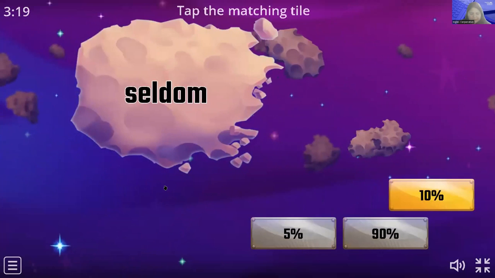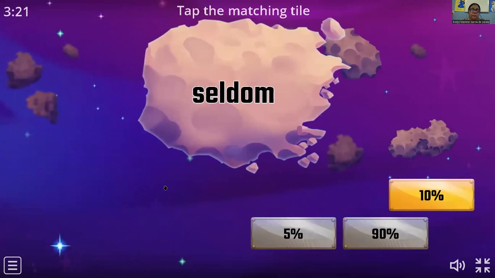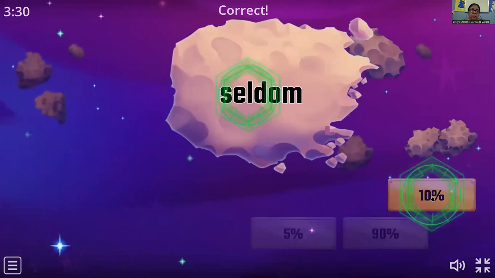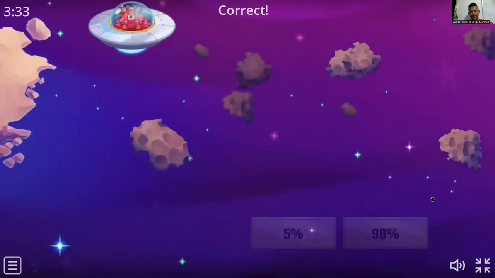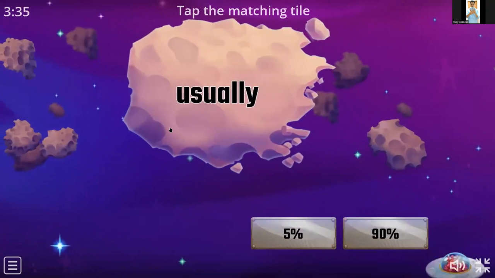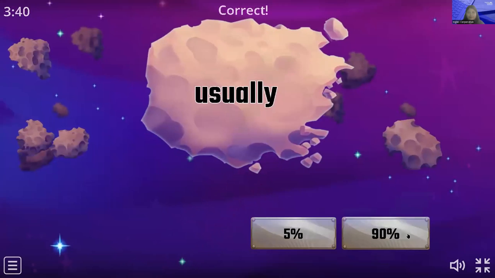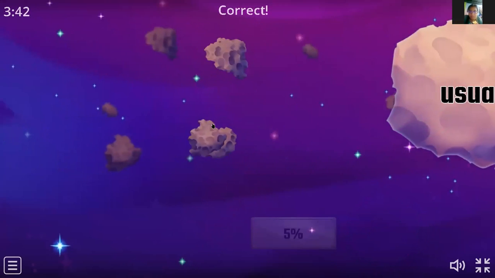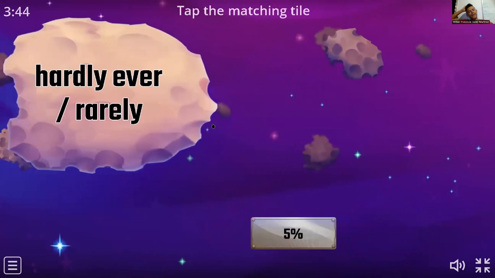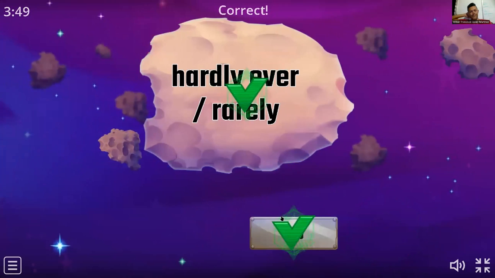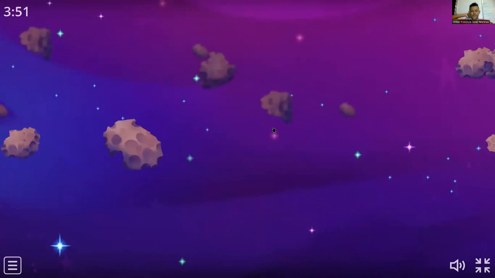How about the next one, we have seldom. Seldom. 10. Seldom. 10 or 5? 10. Okay. Seldom means rara vez. Usually. Usually. Son sinónimos. 90%. Five. Excellent. Very good, guys.